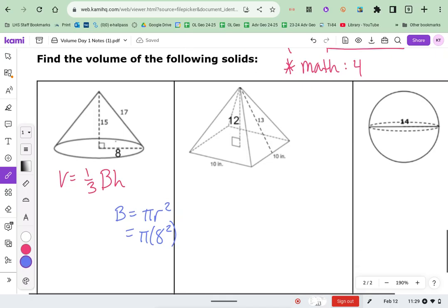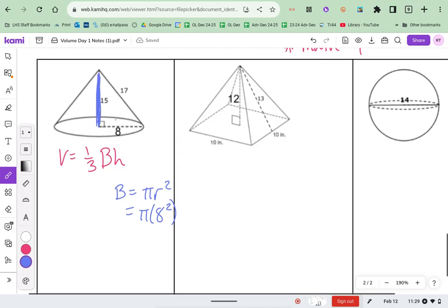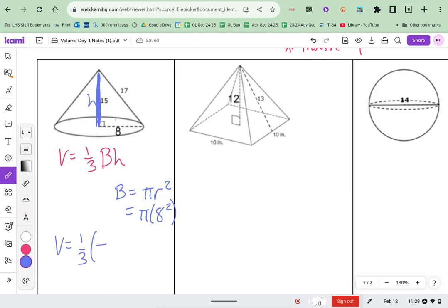And then the height in our original formula is going to be, is that 15 or 17? Yeah, it's 15. Remember, 17 would be the slant height. 15 is the regular height. So our whole formula is volume equals 1/3 times pi 8 squared for capital B times 15. You guys can go ahead and try the pyramid and the sphere when you're ready, and we'll check it together.